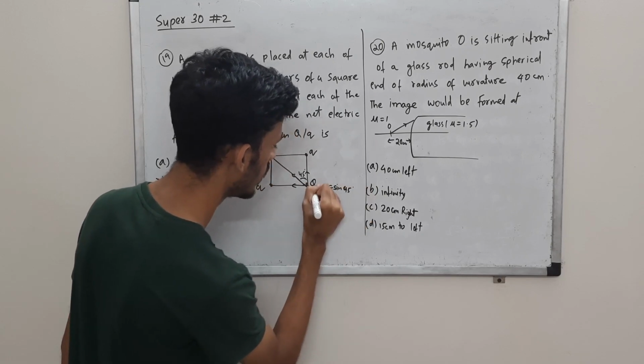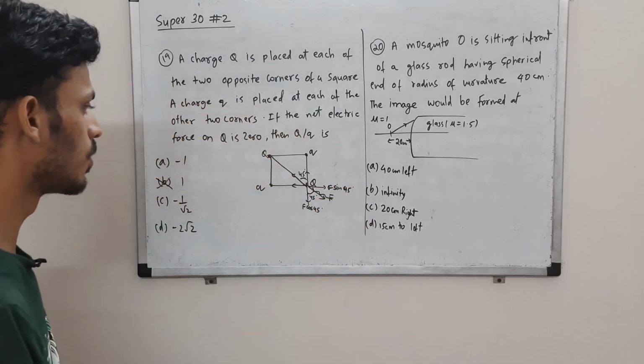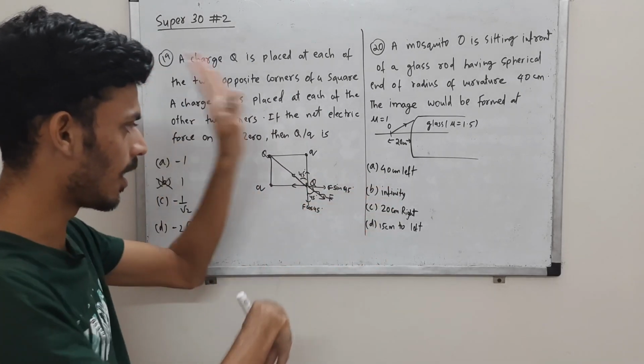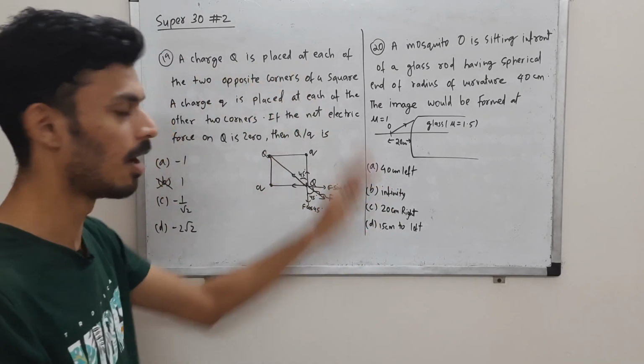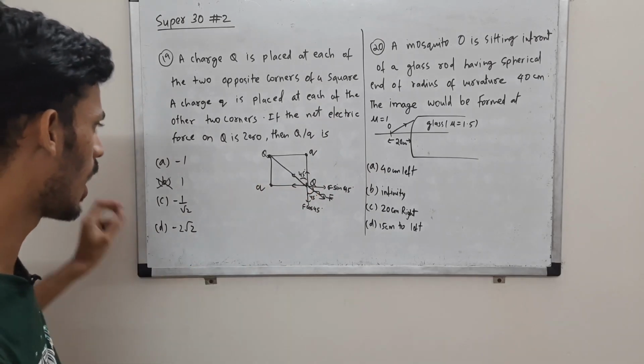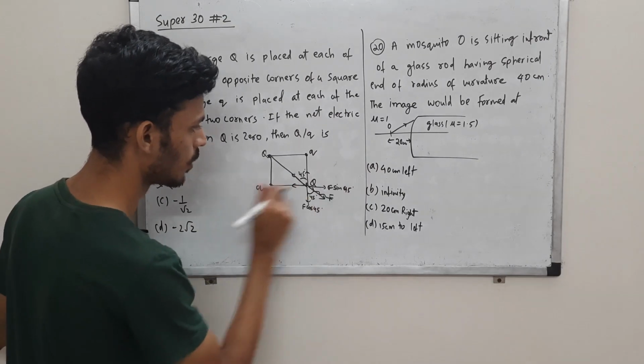So we have resolved this. So this is gone. Okay. Now you can see it clearly that F sin 45 is balanced by this force, and F cos 45 is balanced by the upper charge. So you can equate any one of these and reach your answer. Okay, let's equate this force.